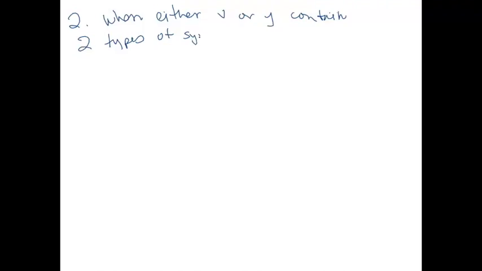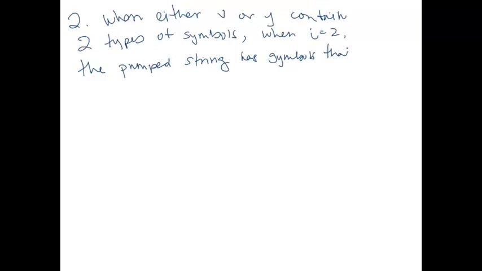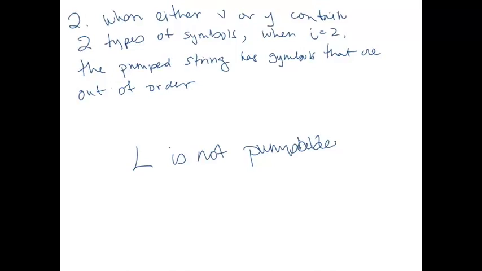Simplified case two. When either V or Y contain two types of symbols, so either A's and B's or B's and C's, when I equals 2, the pump string has symbols that are out of order. We end up with something that looks like AB, AB, B, or A, BC, BC, something like that. So then we can conclude that L is not pumpable, therefore L is not a context-free language.